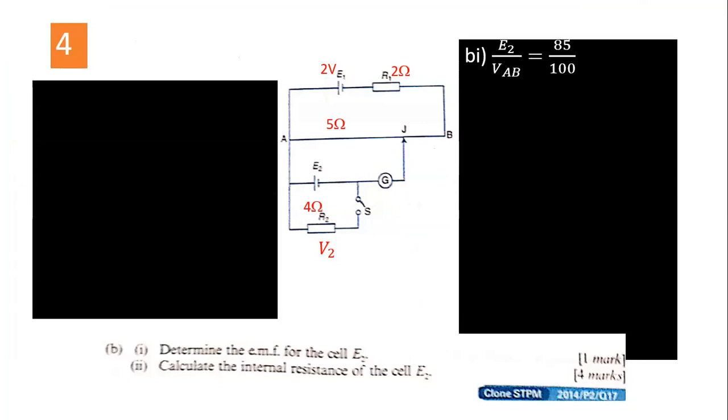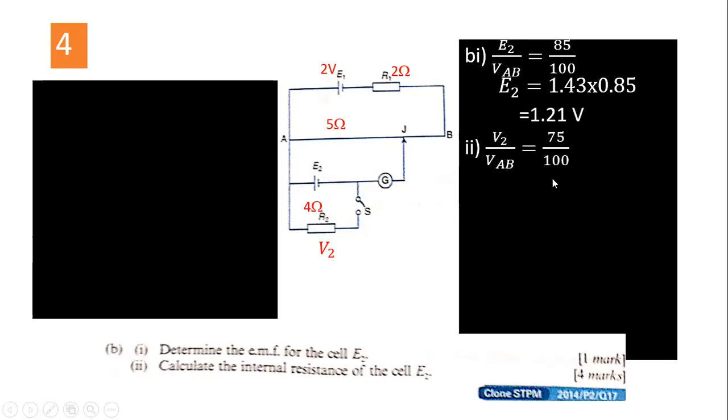Basic is correct. E2 over VAB is just 85 over 100. And we take this VAB across there, it's 1.43 times 0.85. Got that? There's part 1 there. Part 2 is just your balance length is now different, 75. So you're finding your V2 when you close the switch there over VAB.